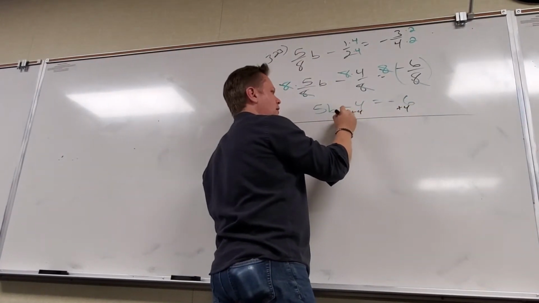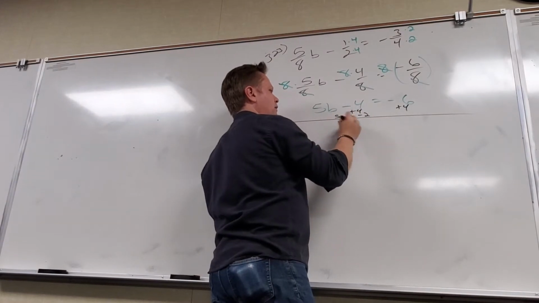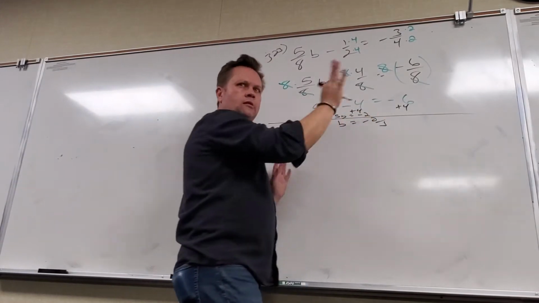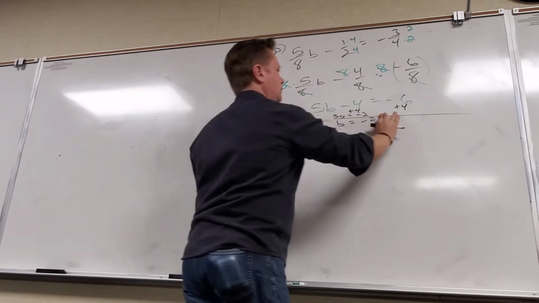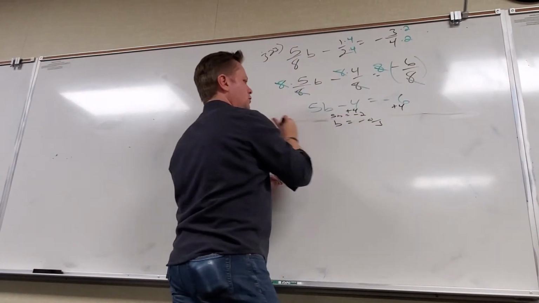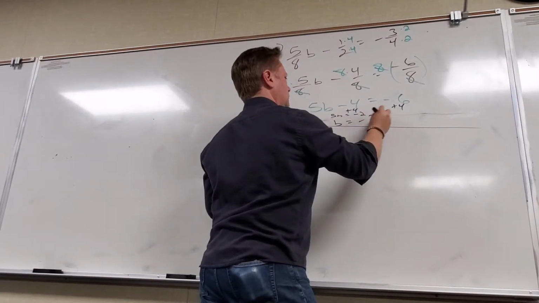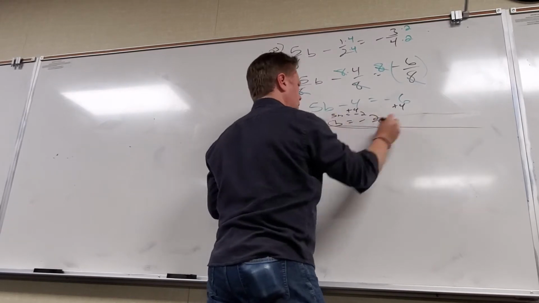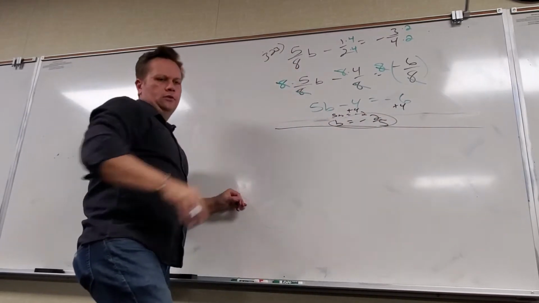Add 4, 5b equals -2, divide by 5, so b is -2/5. Yes. All right, just to make it done. -2/5. Bam.